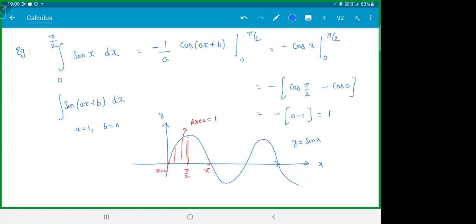Great. Next one. It will be having units, right? Square units or something. The fourth formula, e power ax dx, exponential. This will be 1 by a e power ax from x1 to x2. So 1 by a, e power a x2 minus e power a x1.